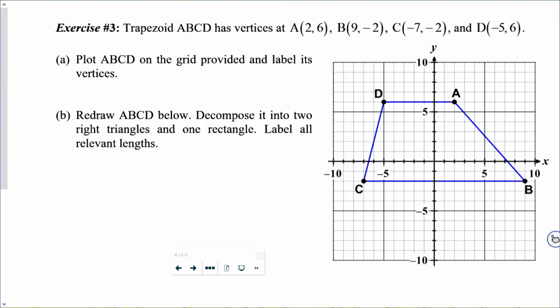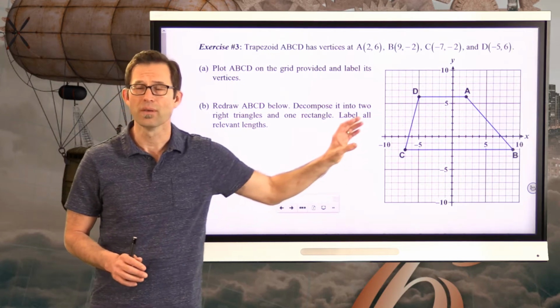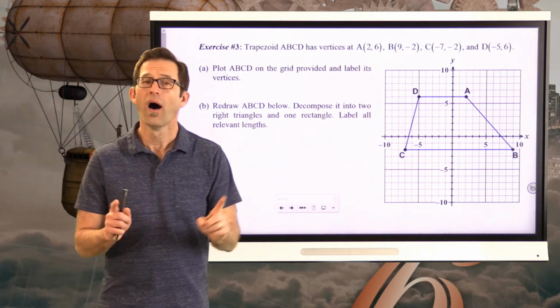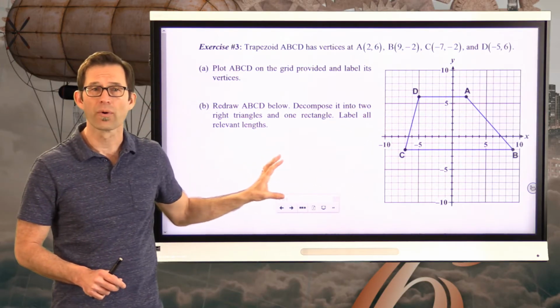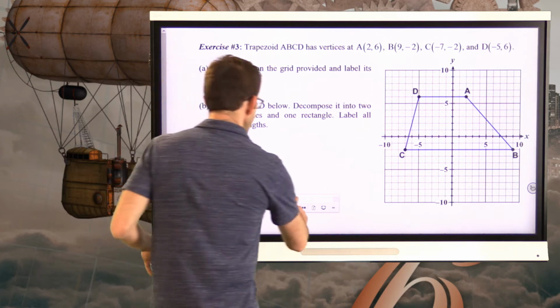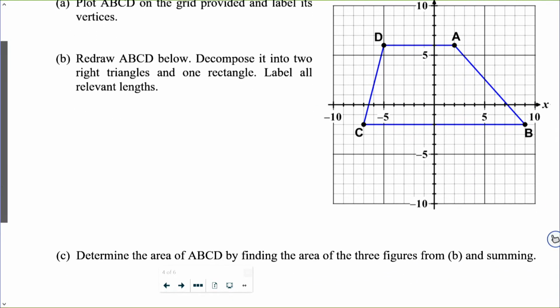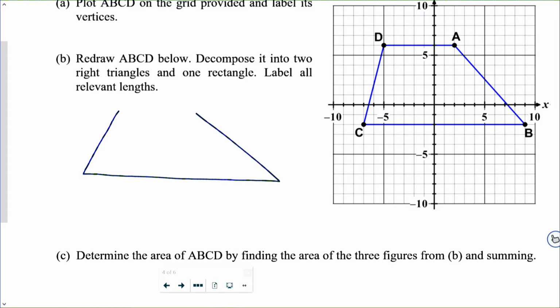Now, letter B. Redraw ABCD below. Decompose it into 2 right triangles and 1 rectangle. Label all relevant lengths. All right, so you could actually maybe do some of this on the grid itself. I just always find it helpful once I've got the figure on the grid to move it off the grid and work with it there. So let's first just redraw the trapezoid, and it doesn't have to be perfect in any extent. All right, but you know, maybe just something like that. Let's label the sides, right? Yep.